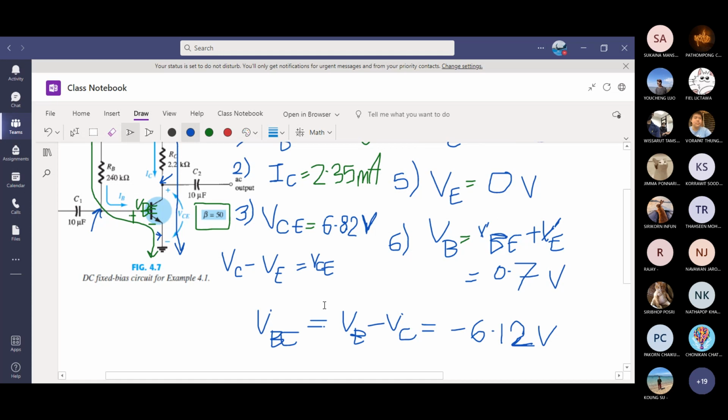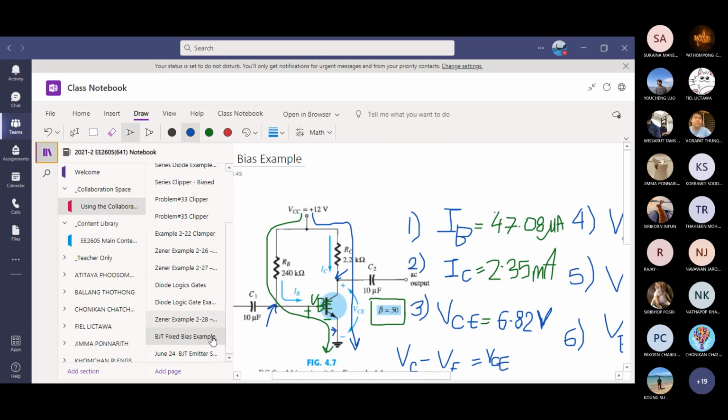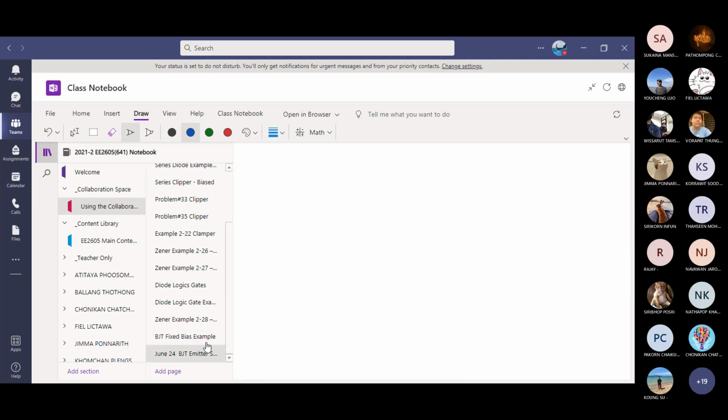After that, next problem, we will start with the next student. For that, we have emitter stabilized bias.